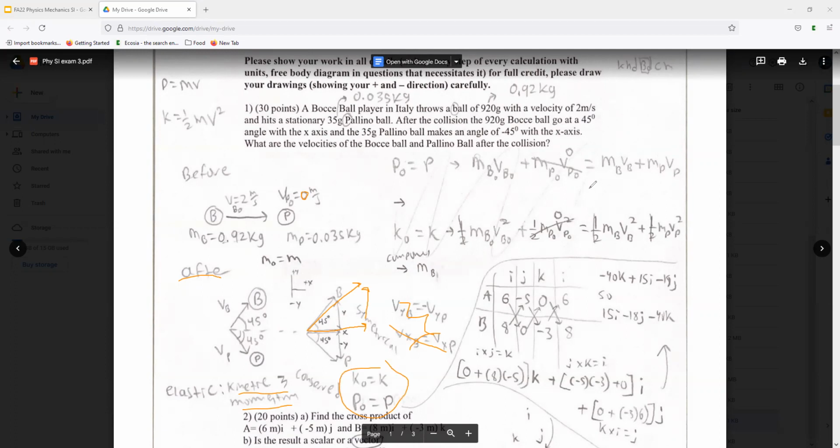So you can make this equation. You can make these two equations. But you just can't use this assumption here. You have to solve them all for themselves.